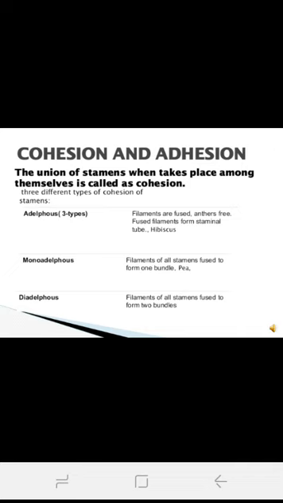Then about cohesion and adhesion. These are two other important phenomena. Union of stamens among themselves is called cohesion, and it is of three types: adelphy, then synandry and syngenesious. Adelphy is of three types. What do you mean by adelphy? Filaments are fused, anthers are free. There are three categories. Monadelphous, filaments are fused to form one single bundle. Example pea. Diadelphous, filaments fused to form two bundles.